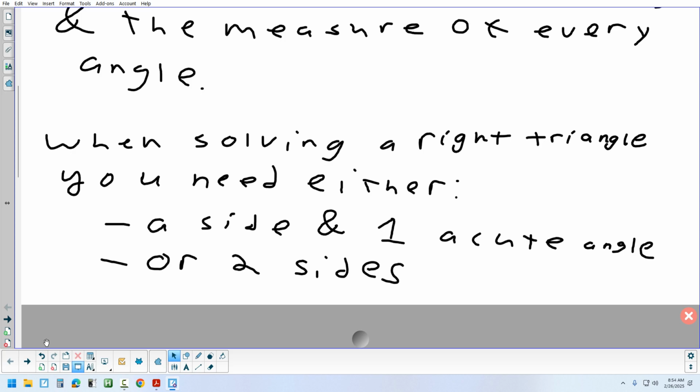And then in addition to that, I can either give you the other side or I can give you one of the other angles. How you finish the problem is a little different in each of those cases.